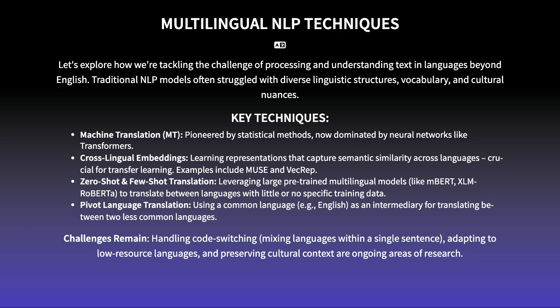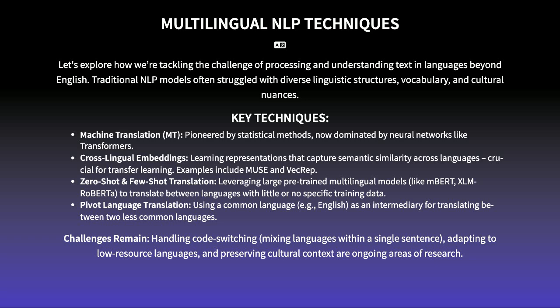Okay, so let's dive into multilingual NLP, essentially teaching computers to understand text in many different languages. For a long time, getting good results with non-English text was really tough. We've made huge strides though. Machine translation is now mostly powered by clever neural networks like transformers. But it goes deeper than just translating word for word. We also use techniques that create shared representations of meaning across languages called cross-lingual embeddings. These help models understand concepts even if they're expressed differently in each language.